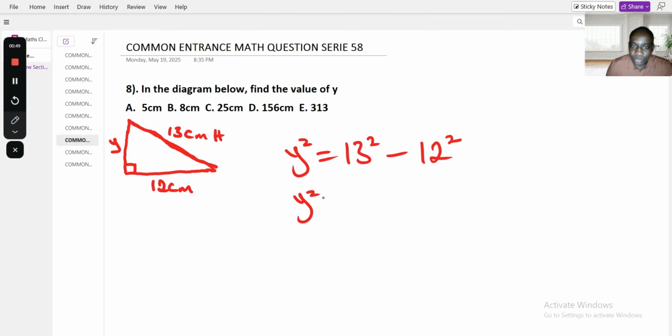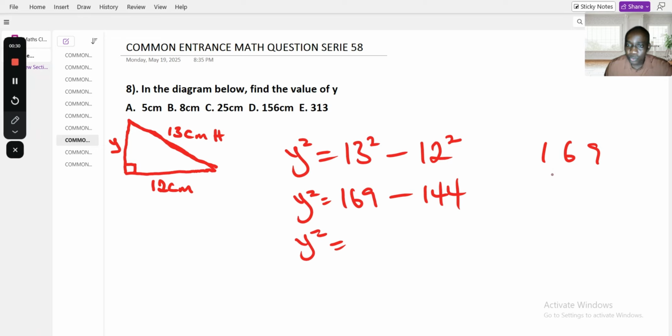Now let's do the calculation. 13 times 13 is going to give us 169. 12 times 12 is going to give us 144. y squared. What is 169 minus 144? Let me write it out, because you are not allowed to use a calculator when you are writing your common entrance exam. You have to use your head to do your calculation. 9 minus 4 is going to give us 5. 6 minus 4 is going to give you 2. 1 minus 1 is going to give you nothing. Therefore, our final answer is 25.